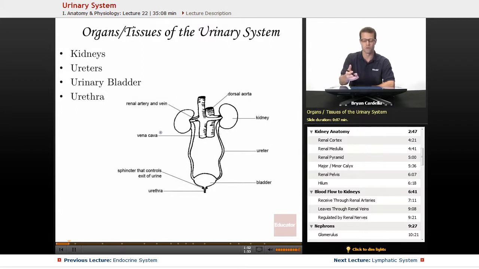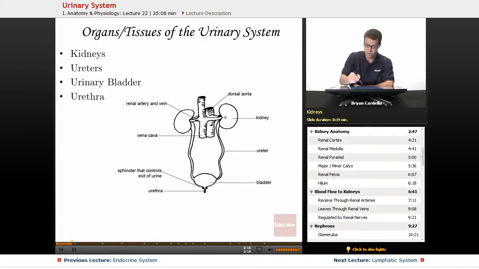So when we look at the different organs and tissues of the urinary system, there are four main players. Here's a little drawing of it. You've got the kidneys, of course. They look like kidney beans. This is the left kidney. This is the right kidney. The left kidney is ever so slightly higher. The right kidney is a little bit lower because of the liver kind of hanging down over it. So, it's normal to be born with two kidneys.